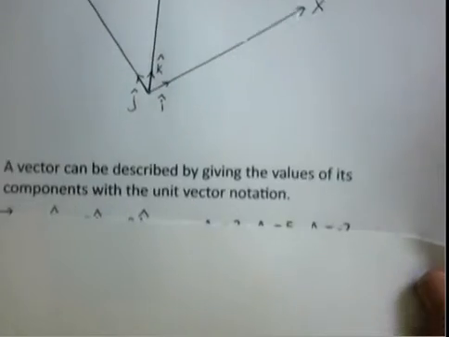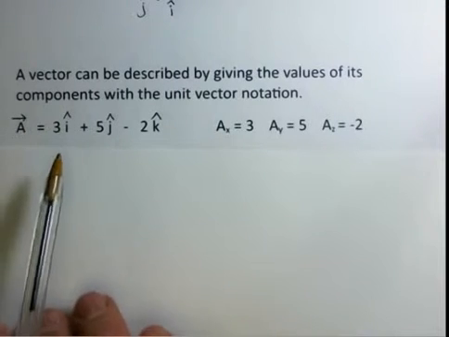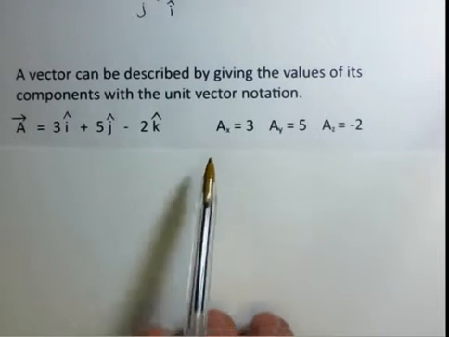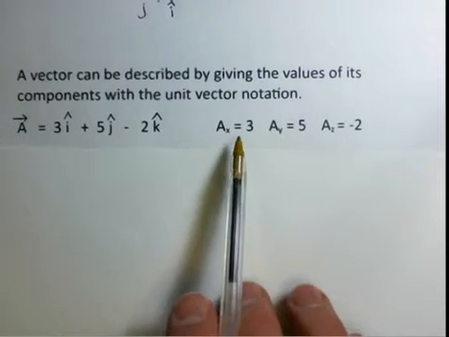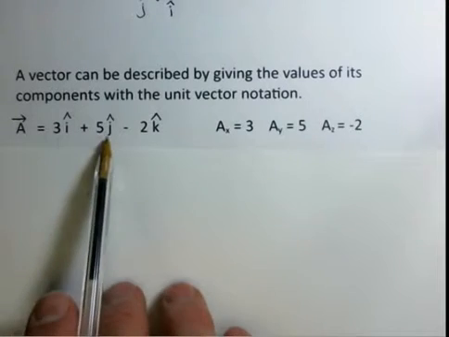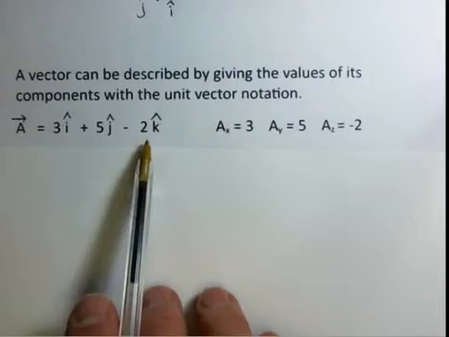When we want to describe a vector, we can describe it in 2 ways. We could give the length and the angle, but let's practice with this unit vector notation. So I have a vector A. It's 3i plus 5j minus 2k. That tells someone that the vector has an x component of 3. It's the number in front of the i. It has a y component of 5 and has a z component of minus 2.